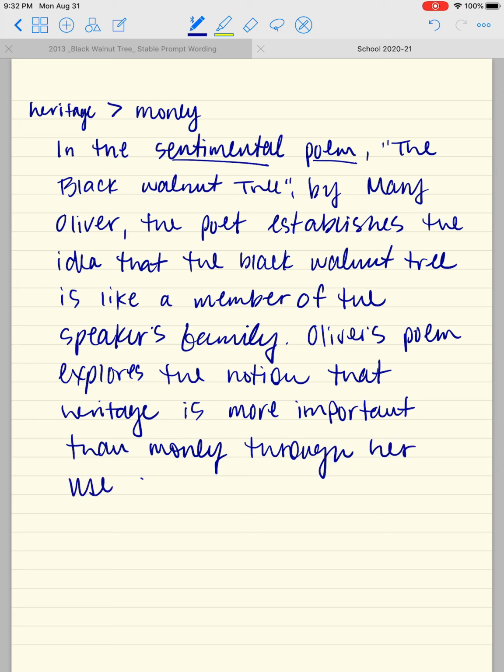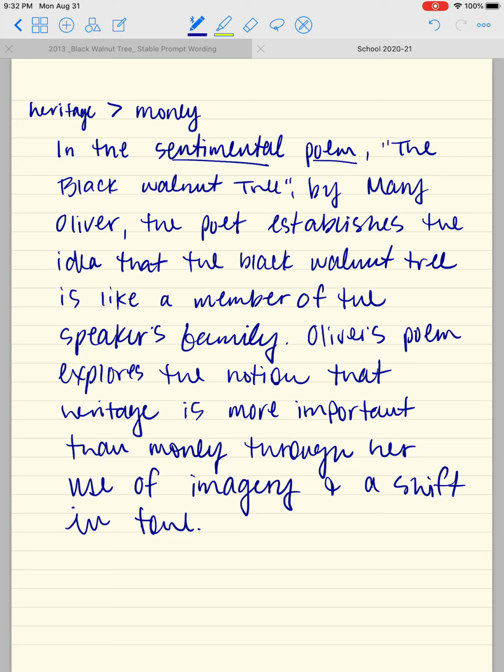Through her use of imagery and a shift in tone, because those are the two literary devices that stuck out the most to me in the poem, was the imagery of the tree like crashing through the house if a storm blew it down, and then that shift in the middle of the poem where it says, but something brighter than money moves in our blood.